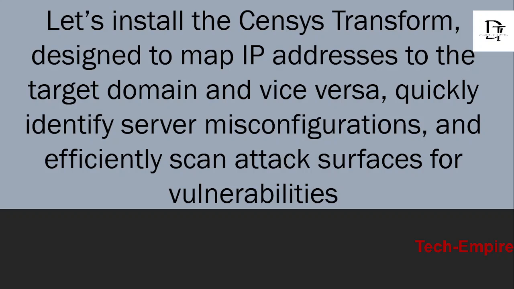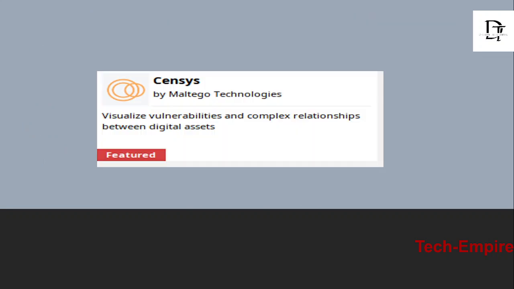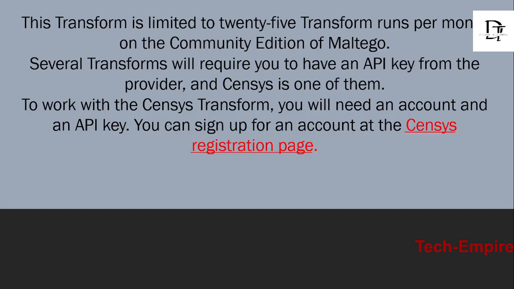So that's how Maltego is just crazy. Also, it's very crazy. So this is the Sense System and Maltego technology. This transform is limited to 25 transform runs per month on the community edition. So you can see it has a limitation, which means you can only run once in a day, except you want the professional or the enterprise version, where you need to pay a rich amount of money.